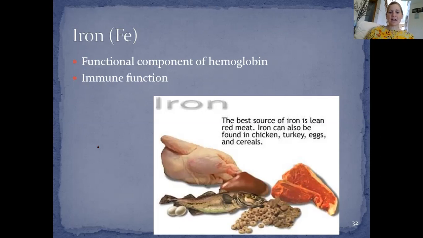Places that we can get iron. So here are some examples down here. Really any type of meat product. So again, you can see chicken, turkey, eggs, and also cereal will contain some iron as well. We can find iron in some vegetable products, such as dark leafy greens. That's not in this particular picture, but like spinach, for example, broccoli, are two that contain a fair amount of iron as well.